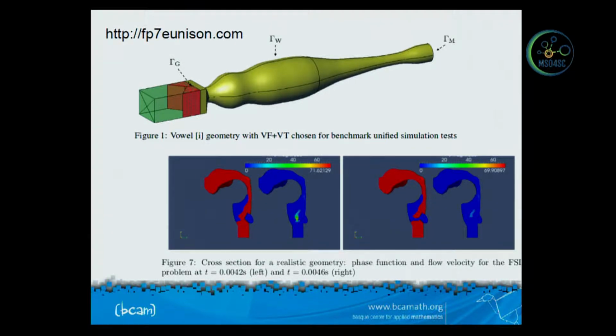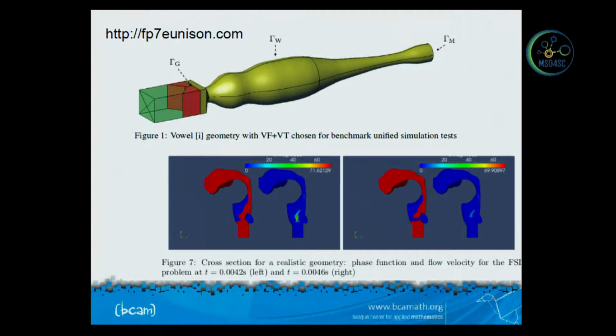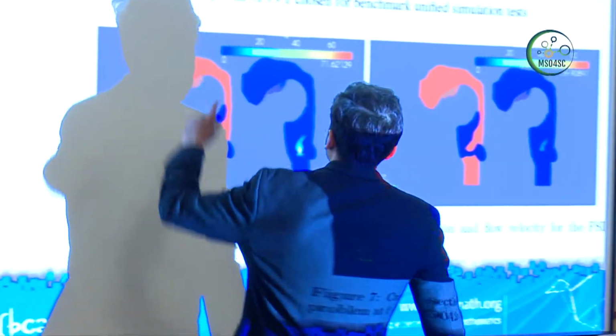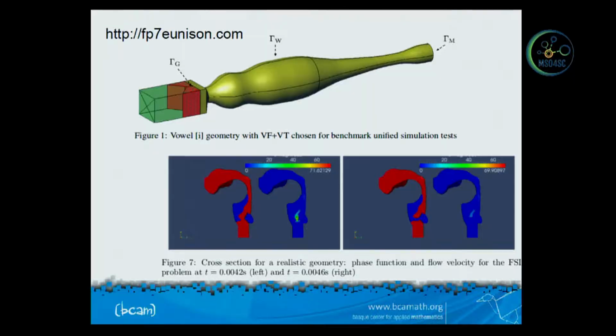Okay, and I will continue with the vocal folds simulation, which was the main part of my work during the thesis. Here I show two geometries. The one on the top is a simplified geometry to create the vowel E, and there are these artificial vocal folds connected to a vocal tract to produce this E sound.